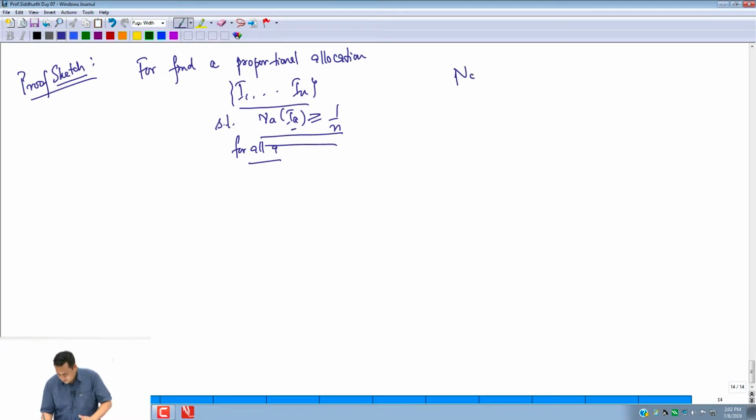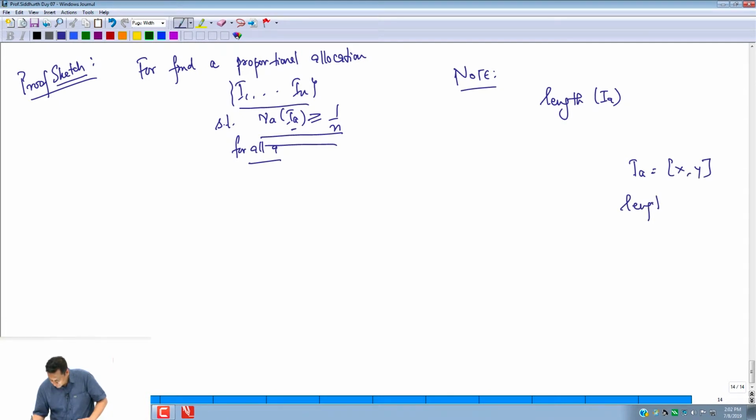So what I'm saying is that let's look at the length of an interval. So what is the length? It's literally the length of I in particular. So say IA is an interval from x to y, the length of IA is y minus x. It's just the physical length of the interval.